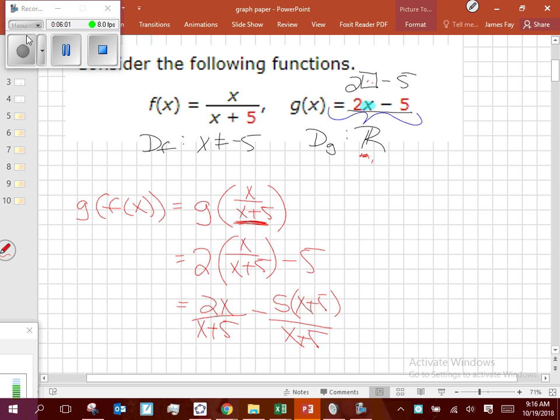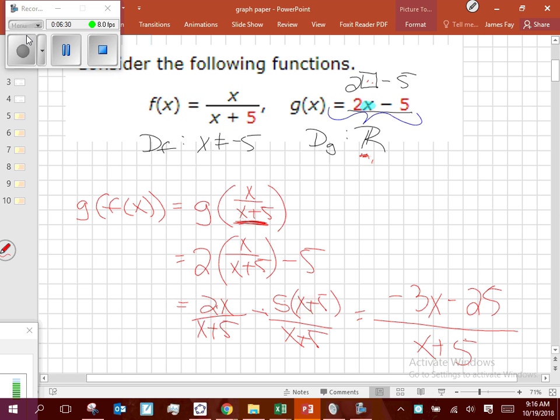And then that will simplify to, what, 2x minus, let's just do this all at once. That would be 2x minus 5x, right? That gives me negative 3x. Then negative 5 times positive 5, so negative 25, all over x plus 5. So that's my final composite. That's g composed with f.